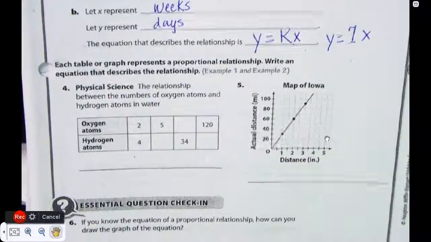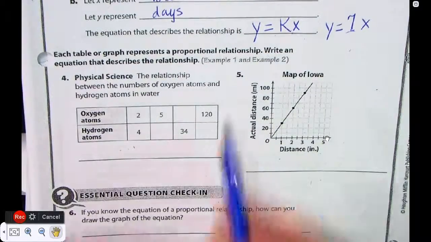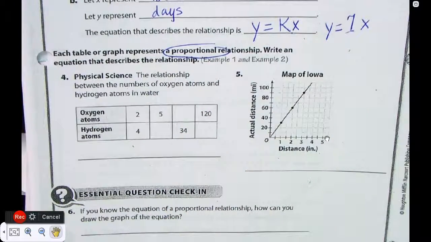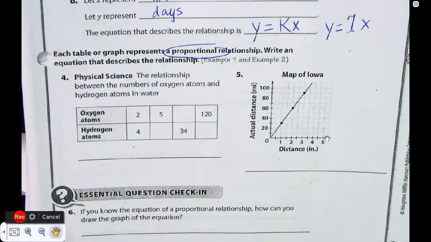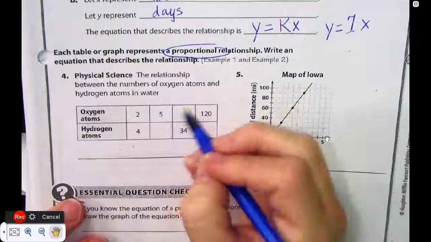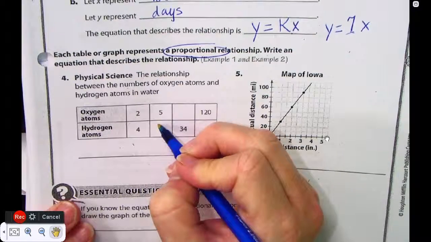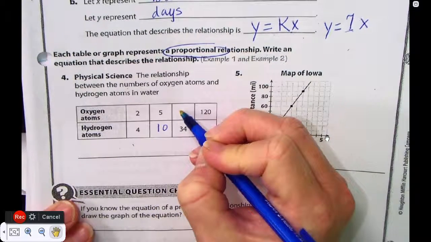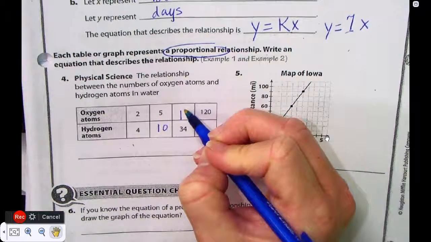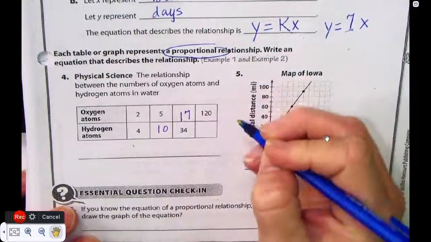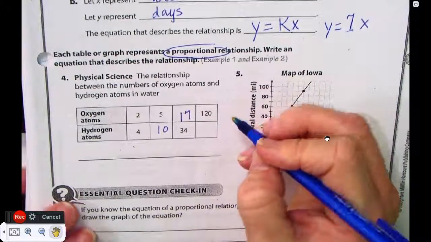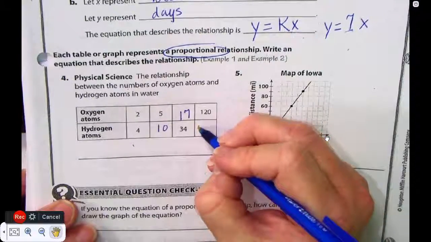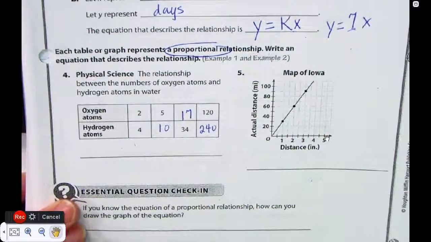Now look, y'all been talking about atoms in science. Look, it tells us again it's proportional. So we already know what we're going to have to write it in. Y equals Kx form. So let's fill out the table. What goes here? 10. 17. Thank you, people. They got 17. 120 is good. Daniel.